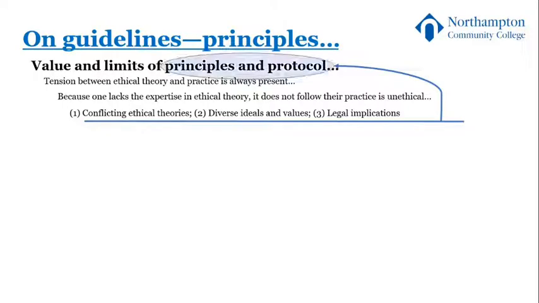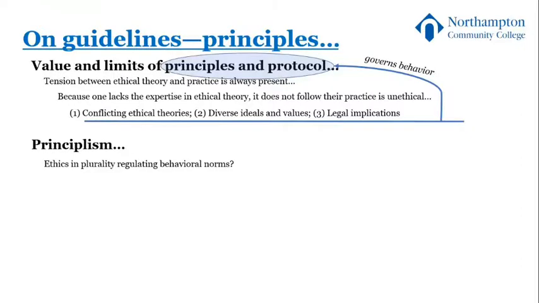So these three things, generally speaking, are what we're going to fold into our understanding of principles and protocol. And then we're going to say that those principles and protocol are that which will help us govern our behavior. So to principlism proper, there are four principles: autonomy, beneficence, nonmaleficence, and justice. We'll look at each of those individually. But these are particularly applied in medical ethics to regulate behavioral norms in any professional medical setting, whether we're talking nurse, physician, EMT, or home health care.